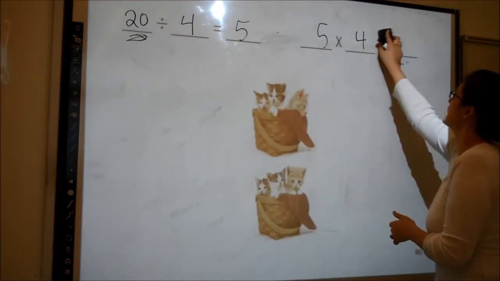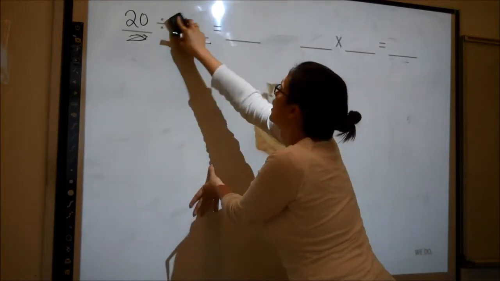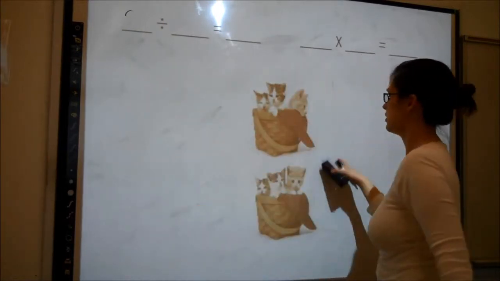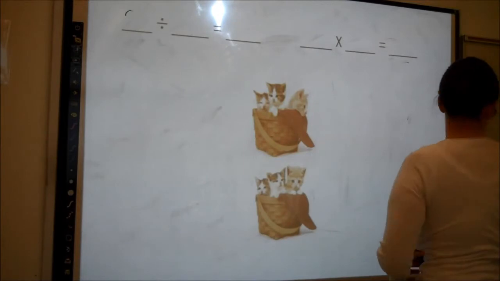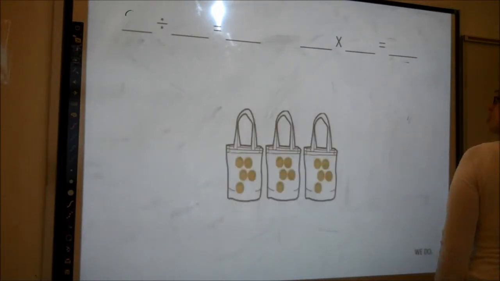Then we're just going to keep doing examples with the class. Counting up the dividend, using it to write our division sentence, and then using it to find our multiplication sentence. Really, kids are just noticing patterns.